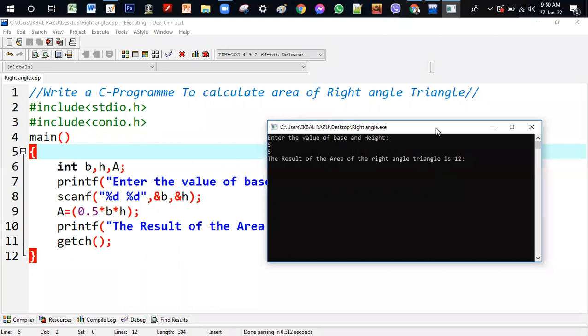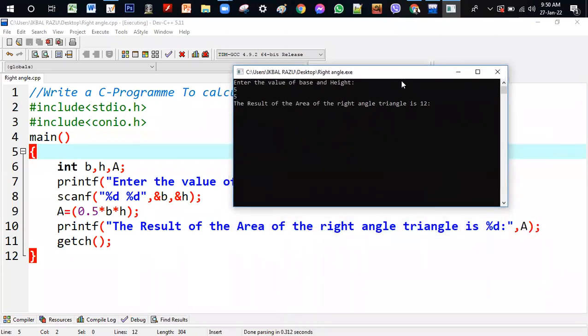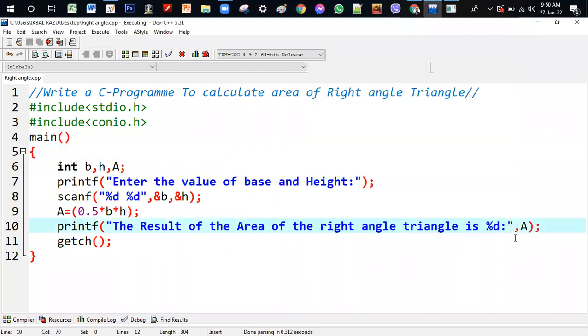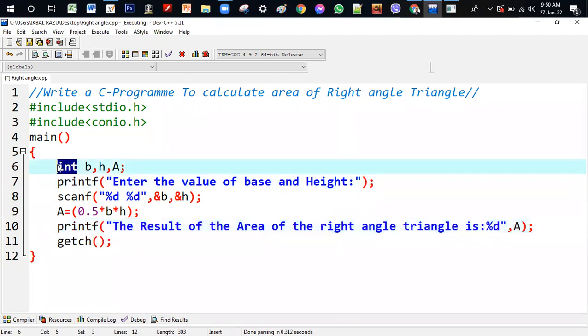Sir, we have to take float. Why is the answer 12? Because we have declared here the percentage sign d. Percentage sign d means the decimal integer, and for 12.5, the result shows only the integer part. So we have to declare the variables as float: float b, h, and a.